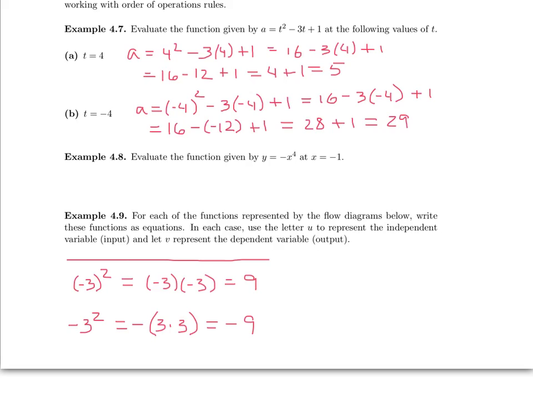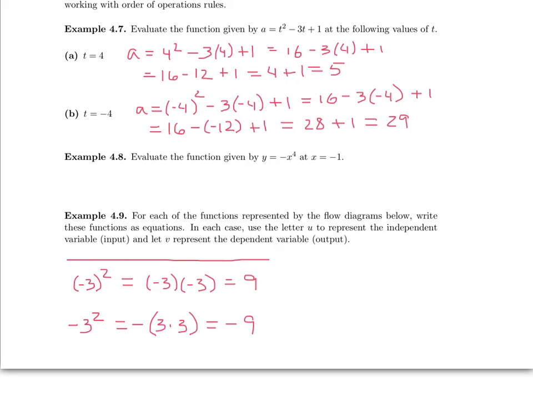Now let's look at example 4.8. Evaluate this function given by the equation y equals negative x to the 4th at x equals negative 1. Notice that the letter x is playing the role of the input variable and the letter y is playing the role of the output variable.